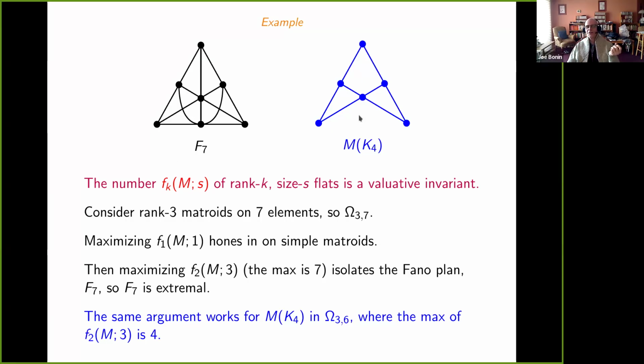Similarly, you can do that with the cycle matroid of K4. Now, first, maximize the number of rank 1, size 1 flats to get down to simple matroids. Maximize the number of 3-point lines. The maximum is 3. The only way to achieve the maximum is this configuration. That's extremal. Okay. We'll generalize this first one to arbitrary perfect matroid designs, which include projective geometries, affine geometries, and a whole bunch of other stuff. We'll extend this one to all complete graphs, cycle matroids of complete graphs, their truncations, and more.